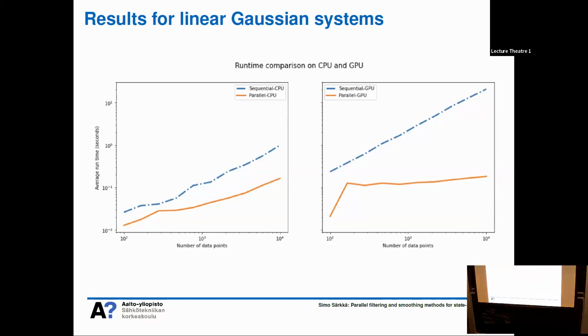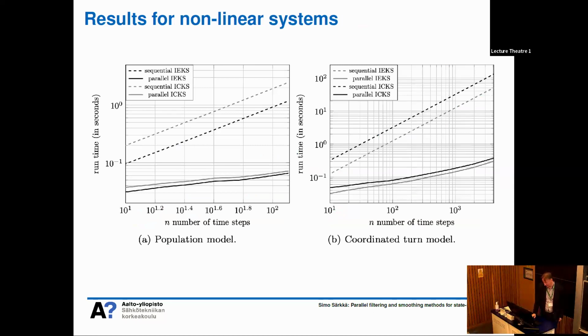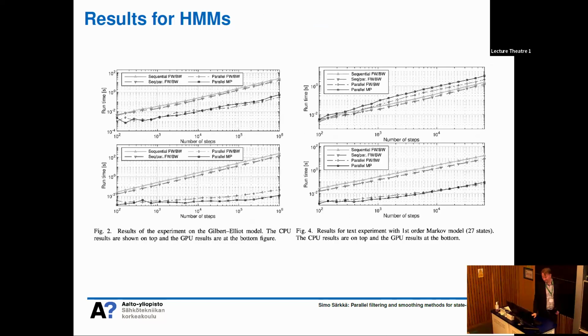I was running this in Colab. And then results for nonlinear systems: similar effects. These are for GPU only. So we get the linear growth and then logarithmic growth up to certain points. This will start to grow once we run out of cores. But the better the GPUs become, the further we can get. And then HMMs, well, they look similar.